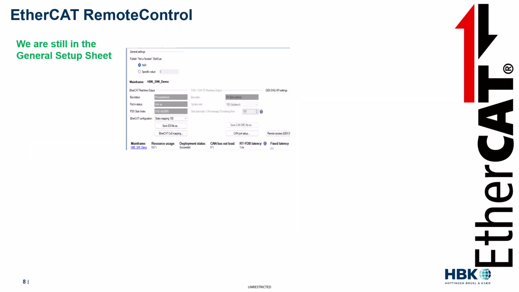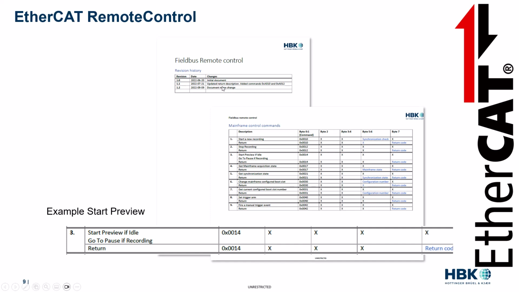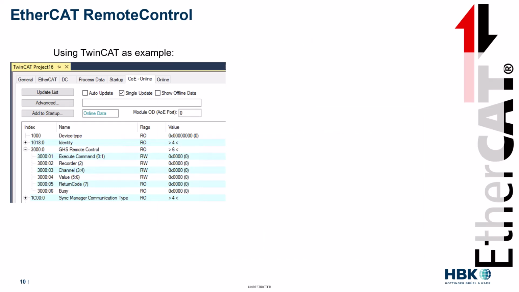The next thing is EtherCAT remote control. That's similarly simple. The only thing you need to do is click on the CoE mapping again, on the EtherCAT control explained button below the mapping table, just to get the PDF which shows all available commands. I have prepared an example which will show you how to activate the preview or pause mode in an easy way. So I will use TwinCAT to show how this works.